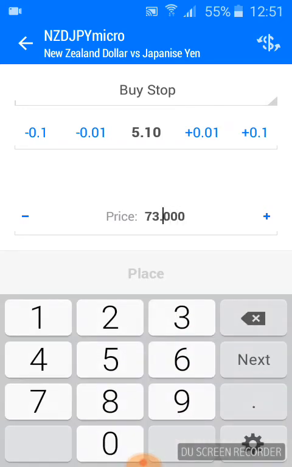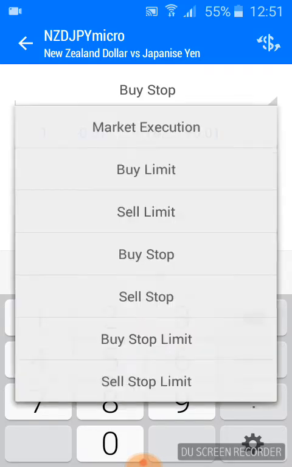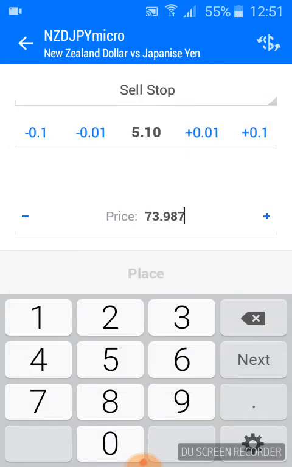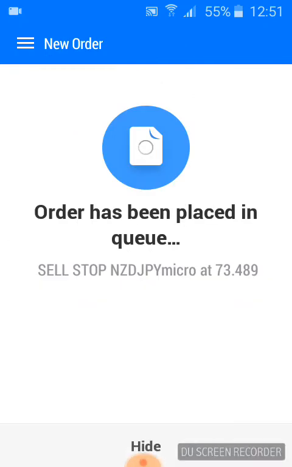That's gonna be 980.6, if I'm not mistaken. You place. Do the same thing for sell stop. You minus 300 points. You press the positive sign. You minus 300 points. Then that's gonna be 489, if I'm not mistaken. You place.